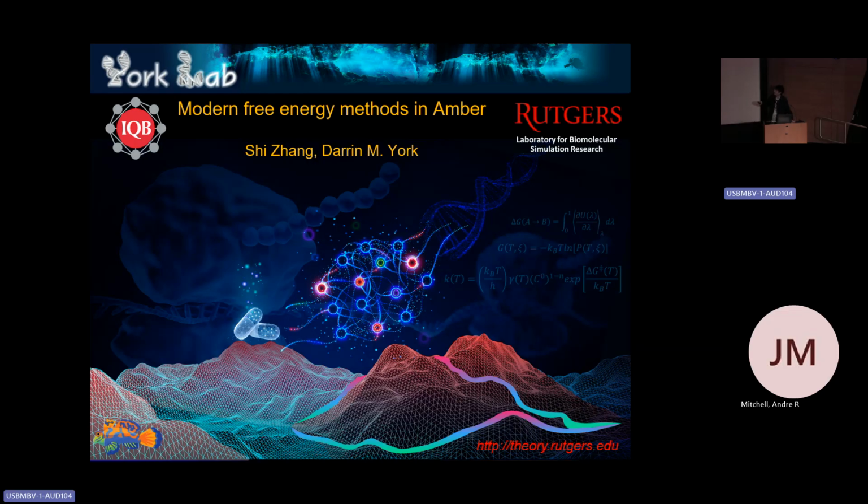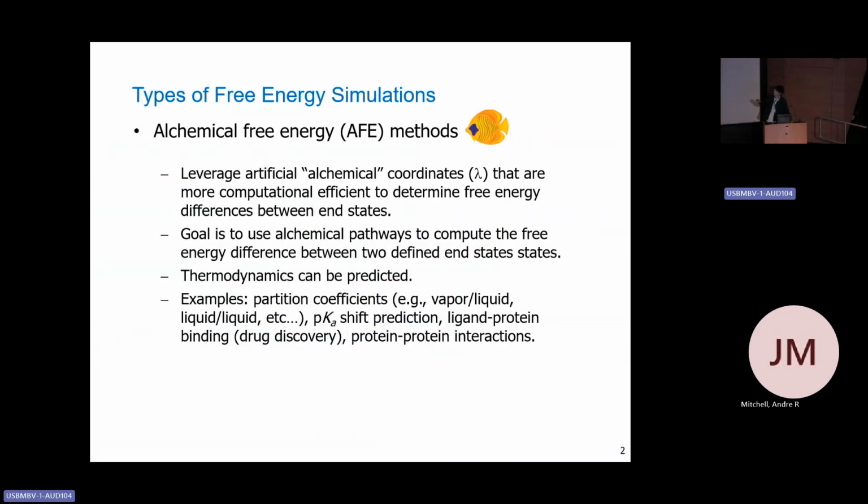Now let's begin. My topic is about modern free energy methods, especially those designed in the Amber software package. Specifically, my own research focused on alchemical free energy methods, which are capable of doing a lot of things by leveraging an artificial alchemical coordinate, the lambda parameter, to change from one end state to the other. The definition of the end state is quite arbitrary.